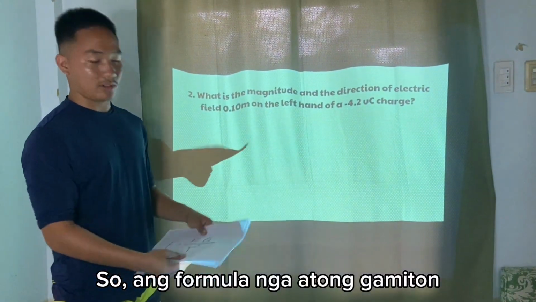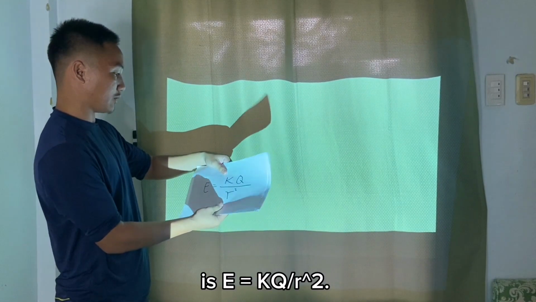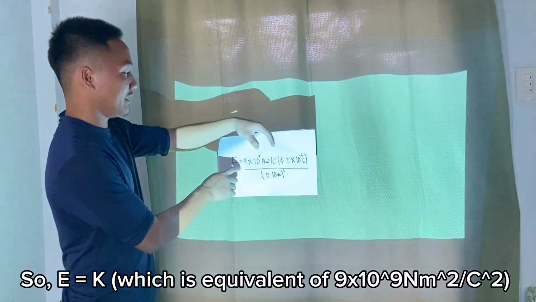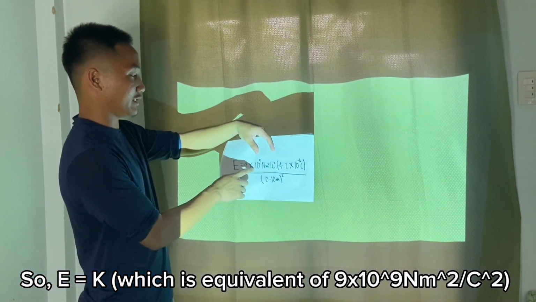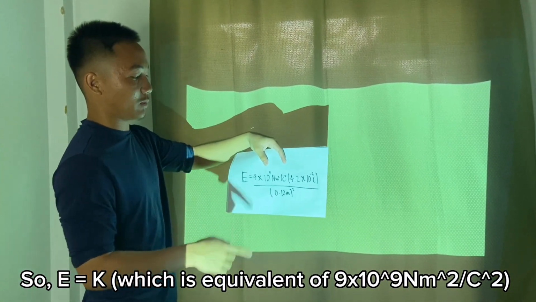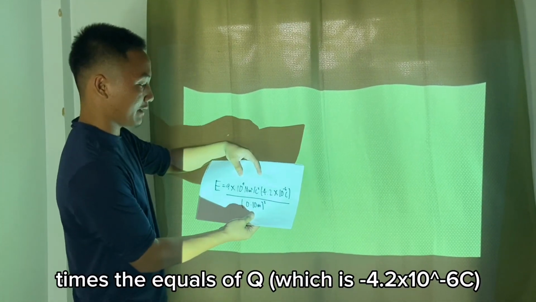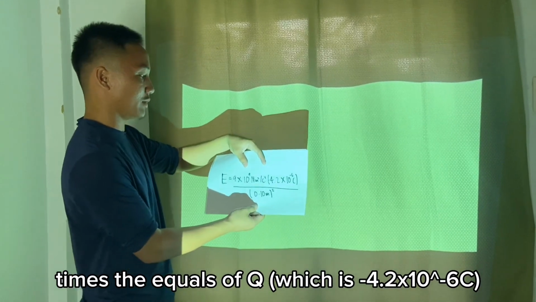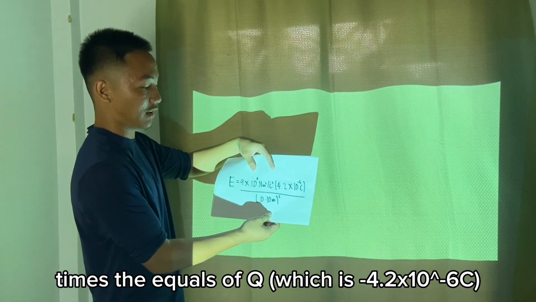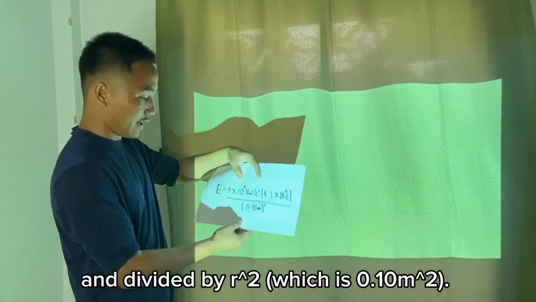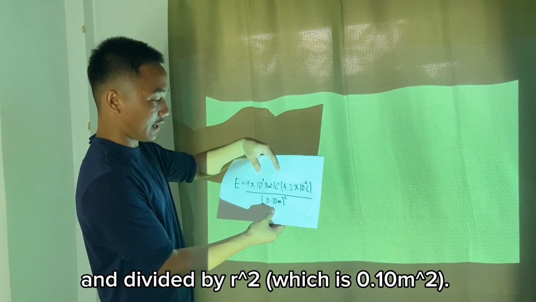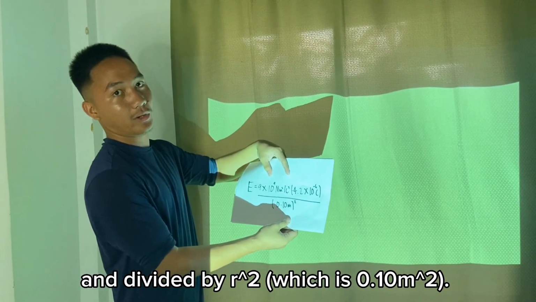So, the formula we will use is E equals KQ over R squared. So, E equals K, which is equivalent to 9 times 10 raised to 9 Newton meter squared per coulomb squared, times Q, which is negative 4.2 times 10 raised to negative 6 coulomb, divided by R squared, which is 0.10 meters squared.